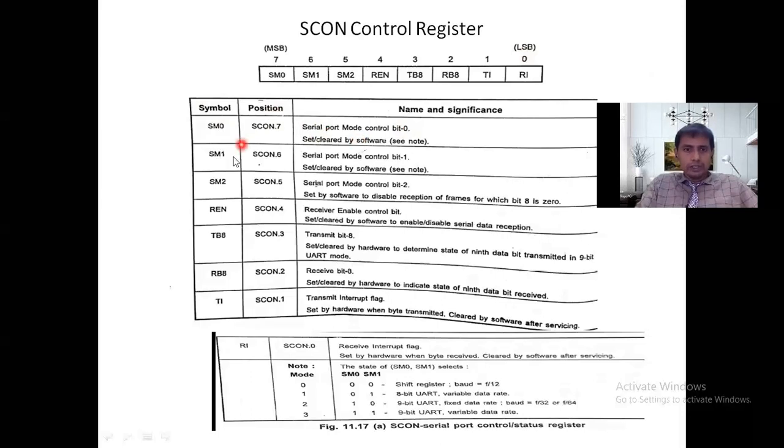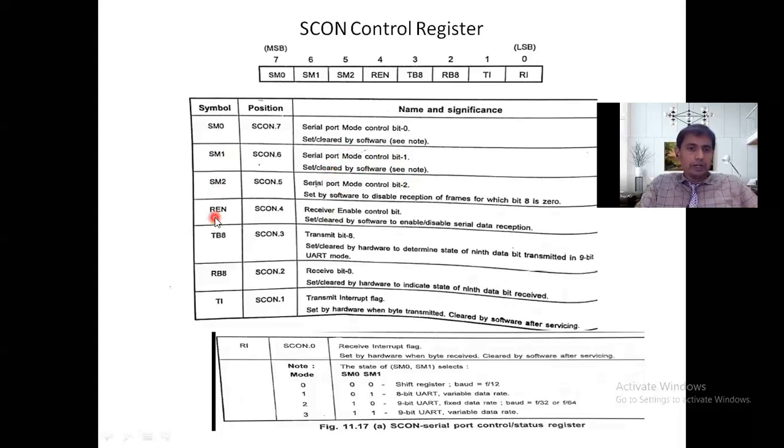Next, let us see SM1. SM1 is serial port mode control bit 1. The previous one is bit 0, now bit 1. This bit is also set or cleared with the help of software, that is, with the help of a program we can set or reset it. Then the other is SM2. SM2 is serial port mode control bit 2. This bit is also set or reset with the help of software or program.